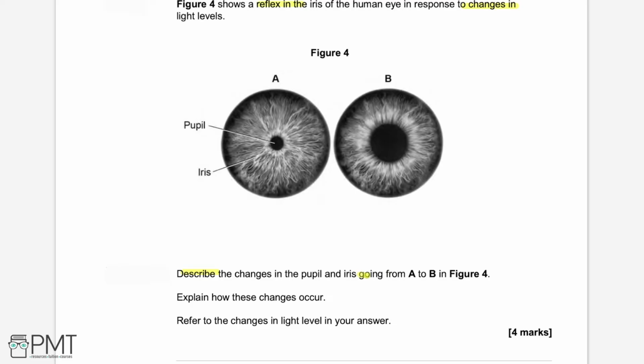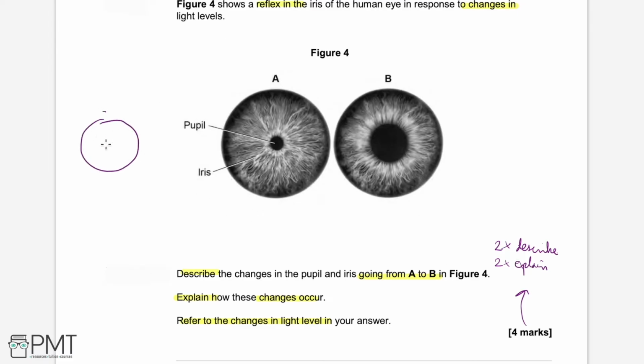Describe the changes in the pupil and iris going from A to B in figure 4. Explain how these changes occur and refer to the changes in light level in your answer. Now, it's a 4-mark question and it asks us to both describe and explain. So we want to aim to have 2 describe points and 2 explain points.